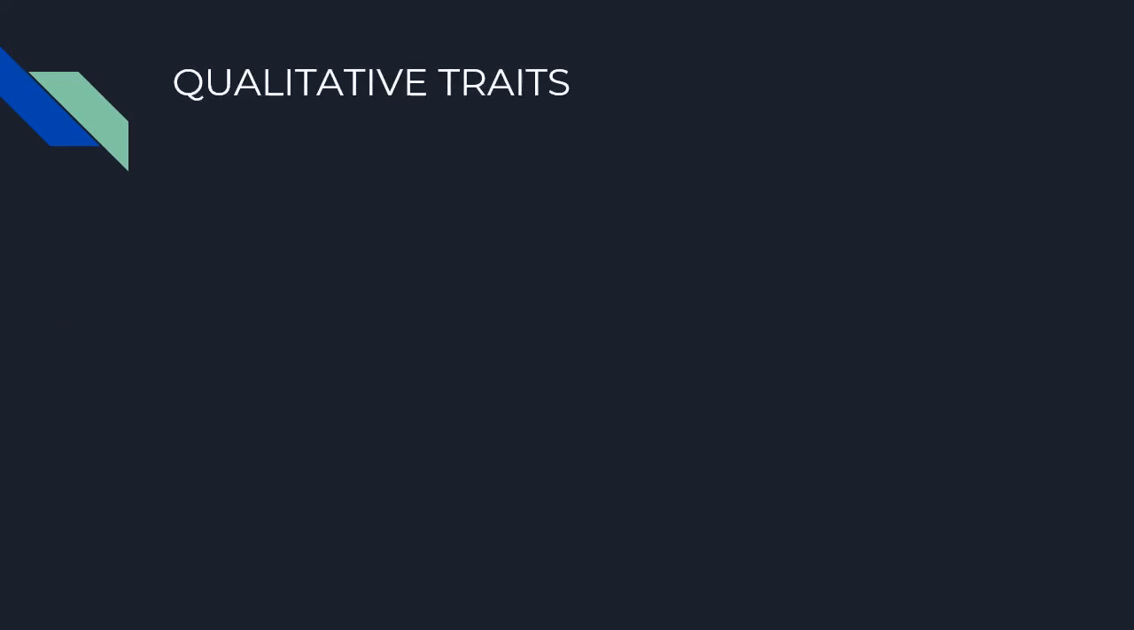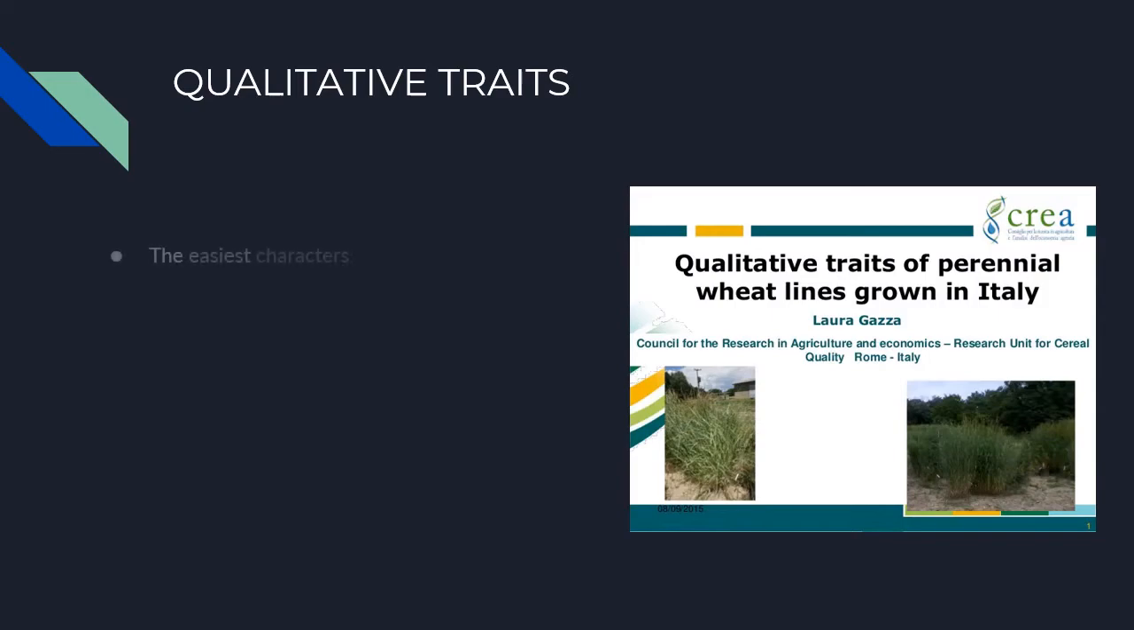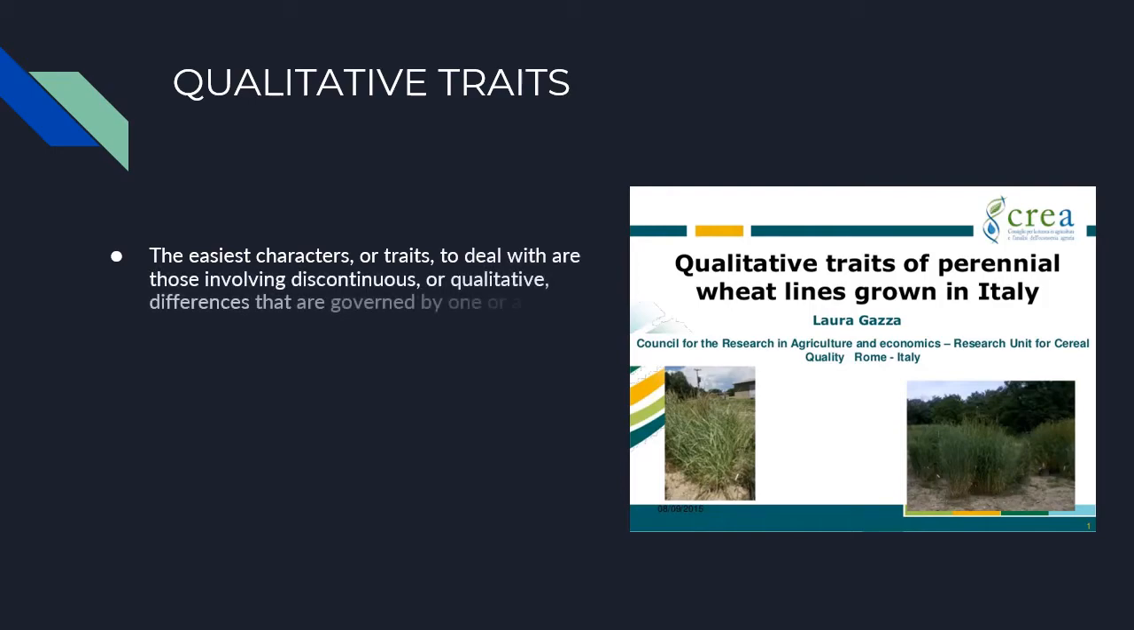Whereas for the qualitative traits, the easiest characters or traits to deal with are those involving discontinuous or qualitative differences that are governed by one or a few major genes. Many such inherited differences exist and they frequently have profound effect on plant value and utilization. Examples are starchy versus sugary kernels.